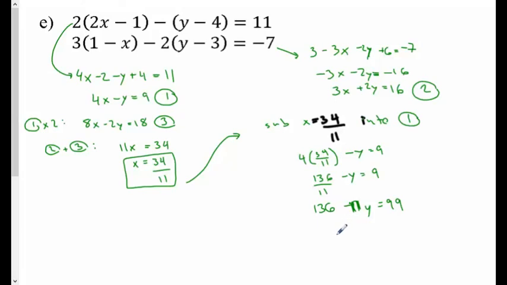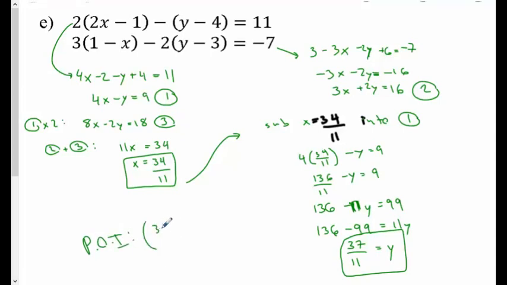Okay, I'm just going to move my 11y over to the other side and move my 99 over here. So 136 minus 99 equals 11y. So that is 37, and then when I divide it by 11, I have 37 over 11 equals y. So there is my point of intersection.